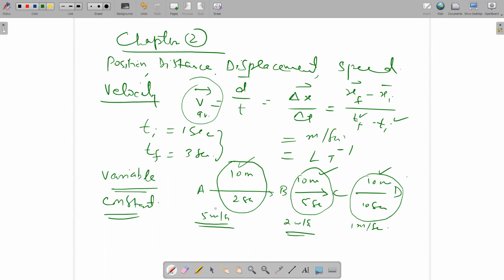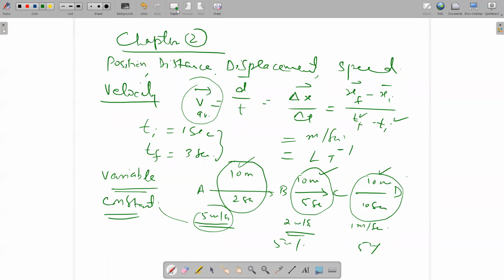Okay. But if we got the same value, like 5 meter per second here, 5 meter per second here, and 5 meter per second here, then we can say the velocity is constant. This is called constant velocity. So now I think you understand the meaning of variable velocity and constant velocity. If the velocity is variable, then you can add the distance 10 plus 10 plus 10, total distance or displacement divided by total time, and find the speed in this way.